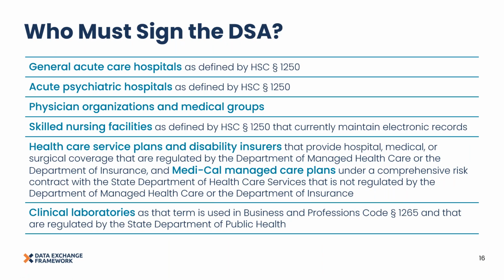Who must sign? What I've mentioned a time or two, mandated signatories are required, and these are taken from the actual legislation. General acute care hospitals, acute psychiatric hospitals, physician organizations and medical groups, skilled nursing facilities, and they're the only one of the 6 required that have this extra qualifier, that they currently maintain electronic records. Healthcare service plans and disability insurers, Medi-Cal managed care plans are included in that, and often I'll abbreviate all that to payers. Some people do think that this is a Medi-Cal only exchange requirement, but it is all payers, though a lot of the origins of this was to help support CalAIM, knowing that CalAIM would be more difficult to succeed if there was not better sharing of health and social services information within the state. And then the 6th of the required signatory types is clinical laboratories.